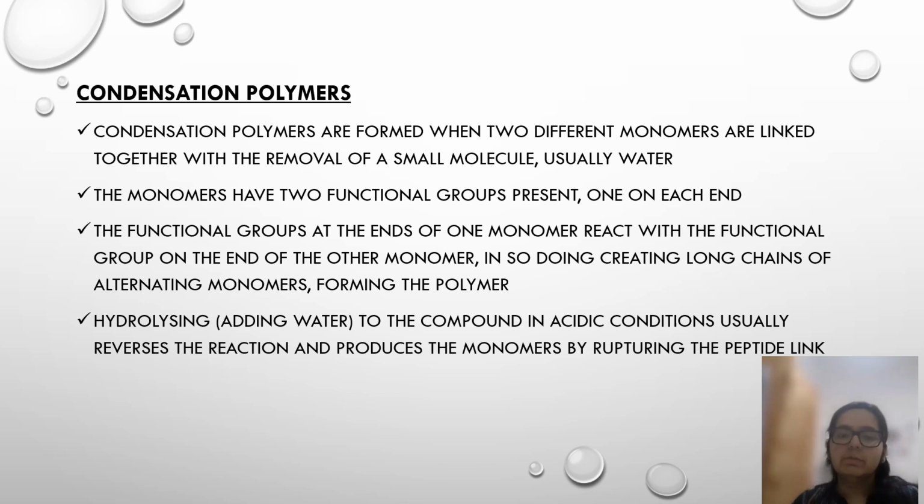Now the monomers involved in condensation polymerization have two functional groups present, one on each end. The functional groups at the ends of one monomer react with the functional group on the end of the other monomer, in so doing creating long chains of alternating monomers forming the polymer. Hydrolyzing, which is basically adding water to the compound in acidic conditions, usually reverses the reaction and produces the monomers by rupturing the peptide link formed between them.